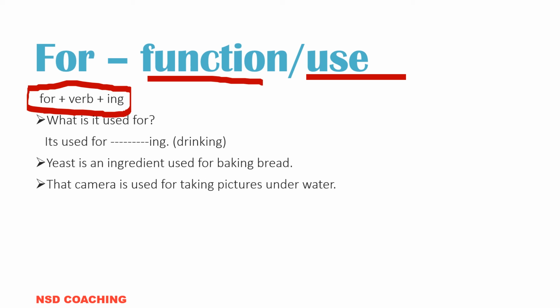Yeast is an ingredient used for baking bread. What is yeast used for? What is the function of the yeast here? To bake the bread. That camera is used for taking pictures under the water. What is the use of that camera? That camera is used for taking pictures under the water. Here, what is happening? I'm telling you the function or the use of some particular item where for will be used.